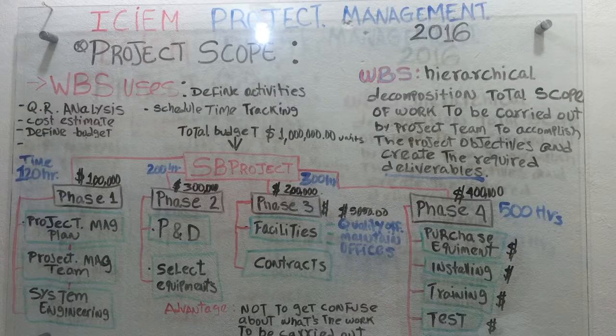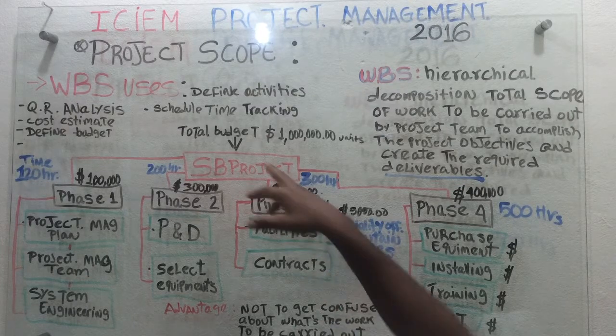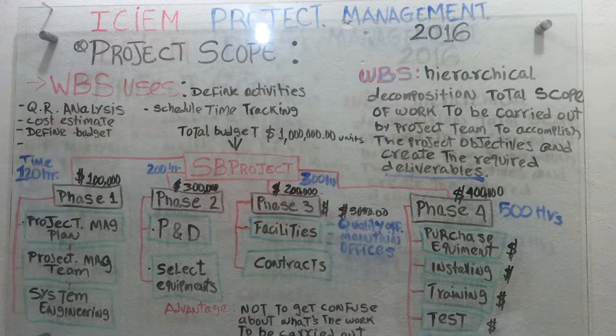The other use of a work breakdown structure is to define the budget. When we define the cost estimation, we have the final total budget. In this case, we have a million units of money. That is another use we have and we can develop with the work breakdown structure.